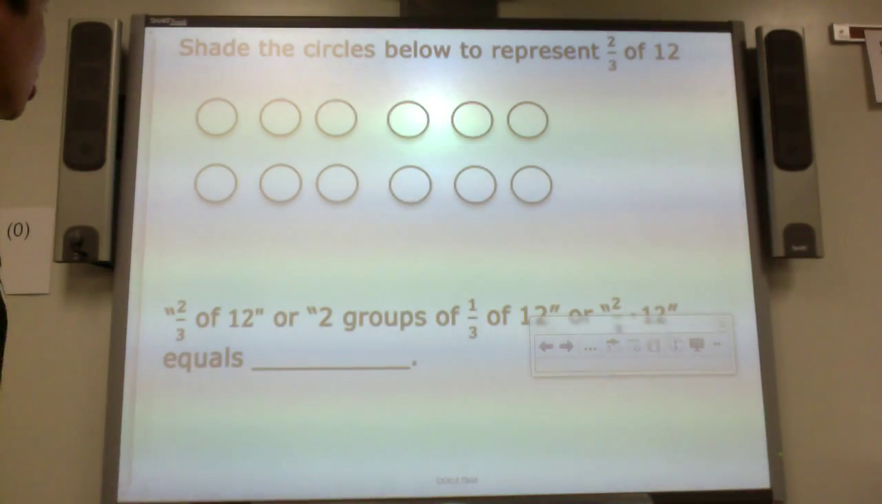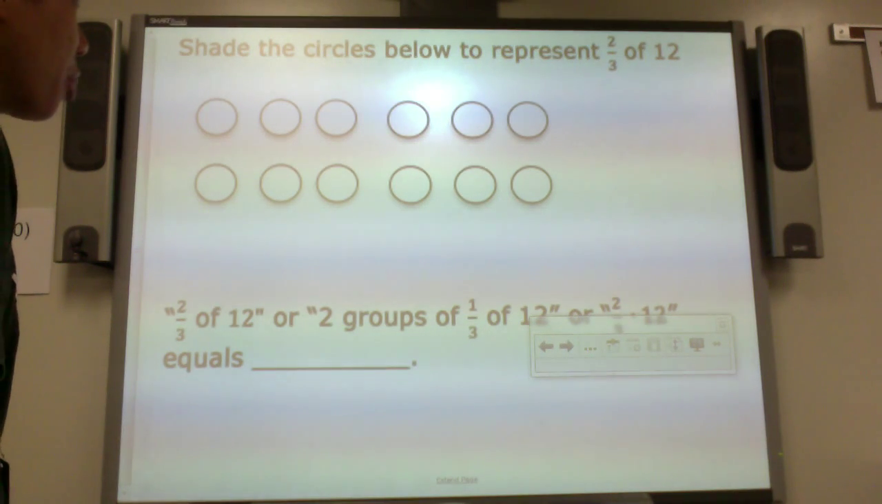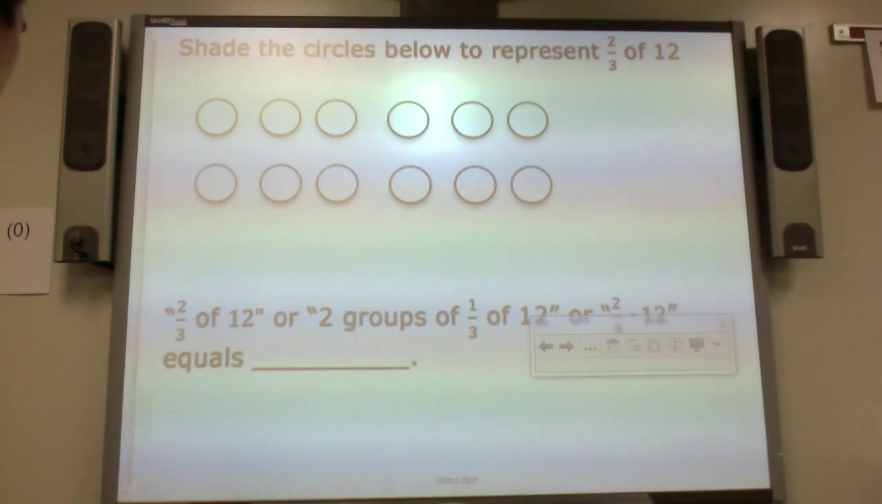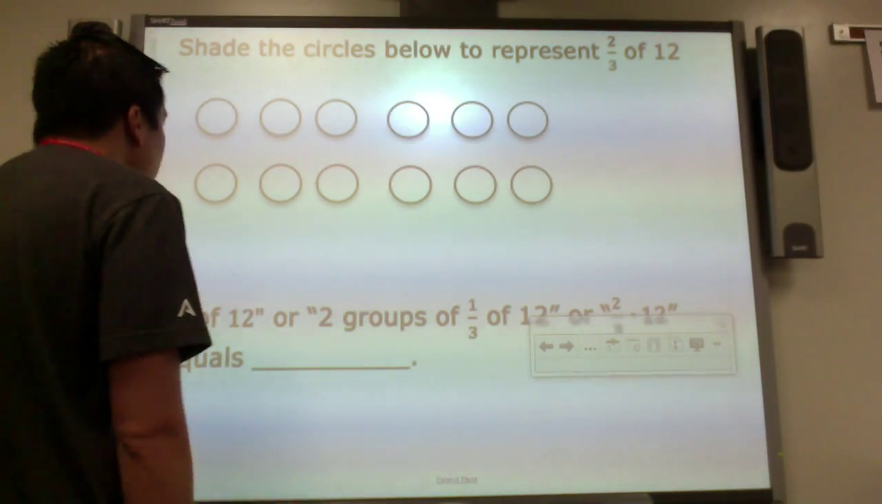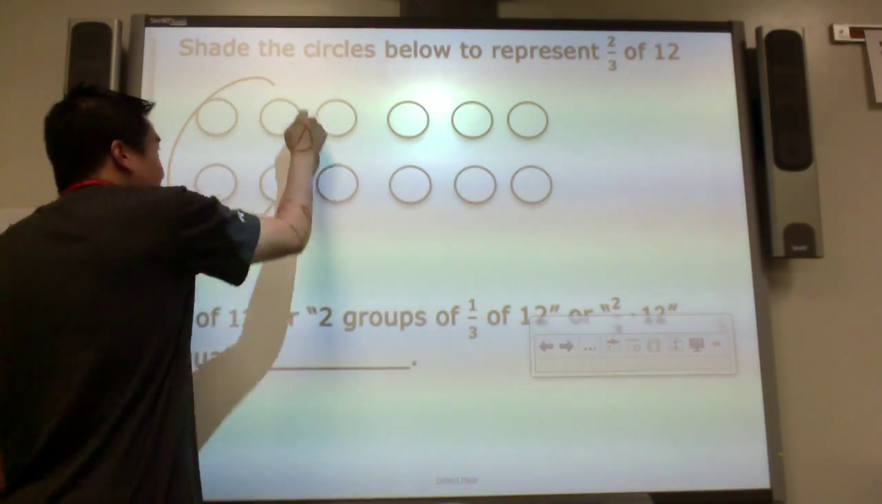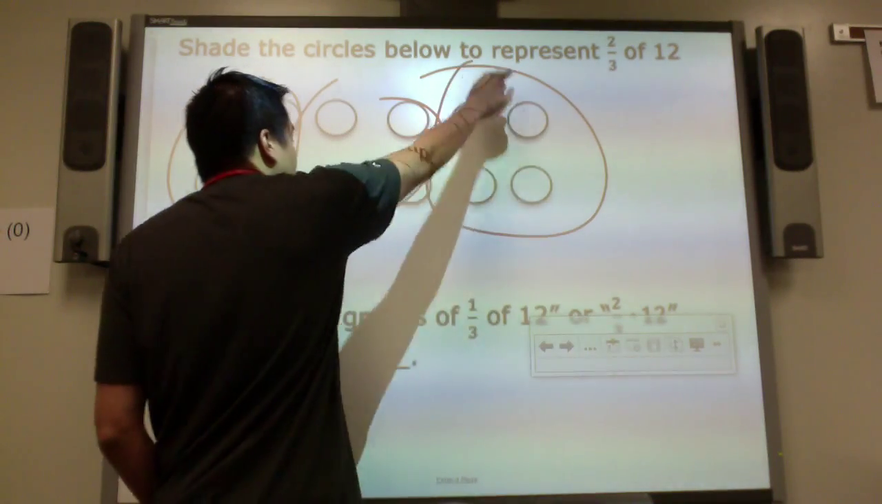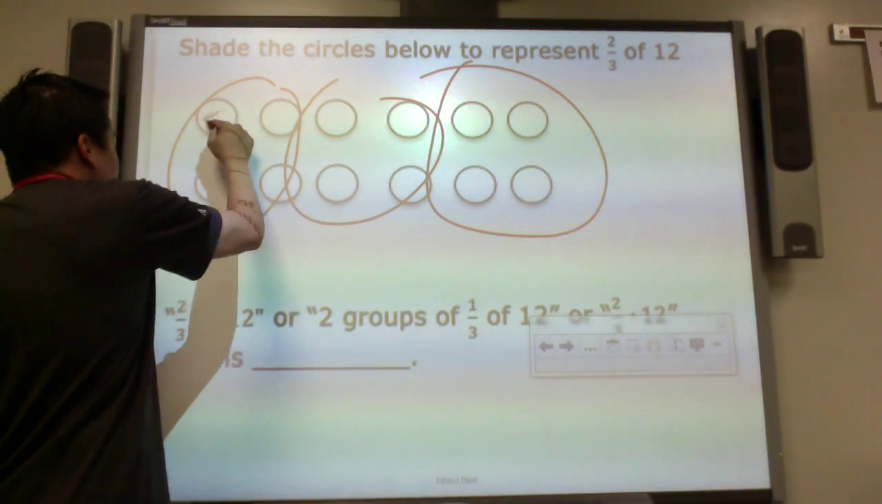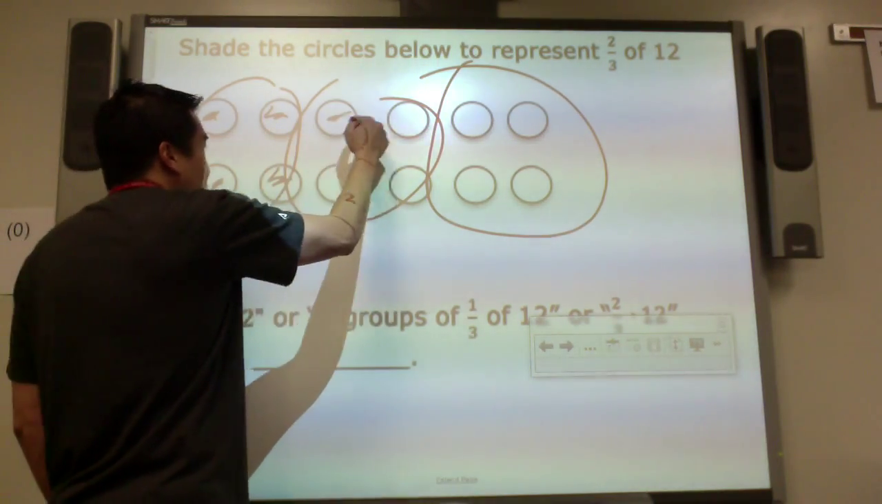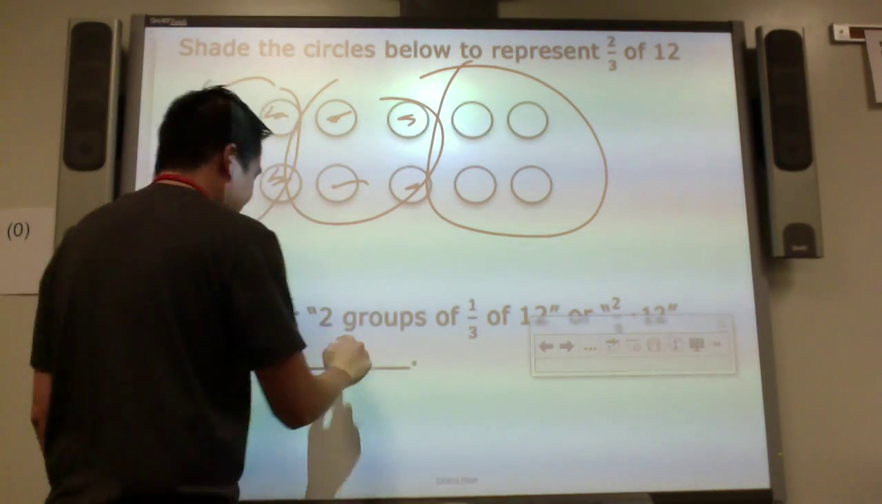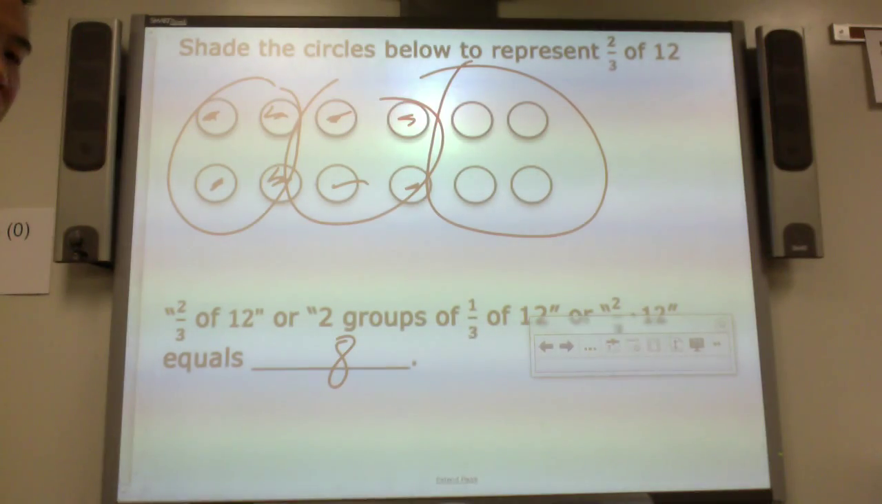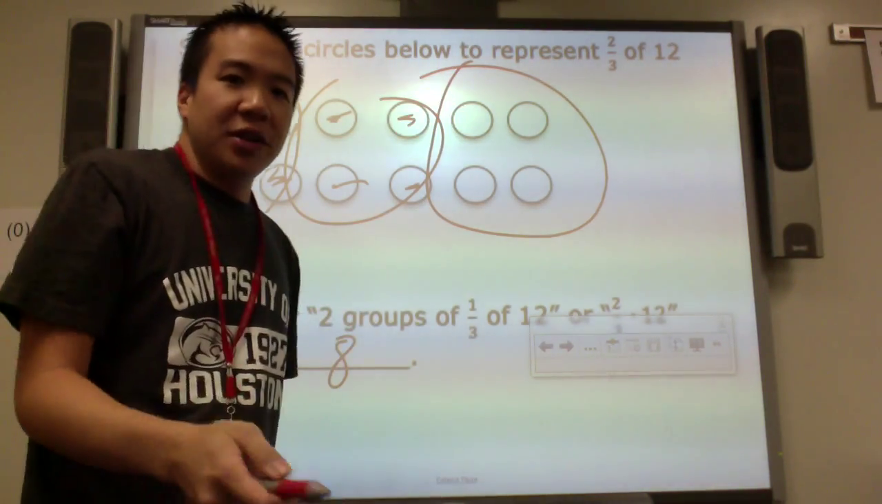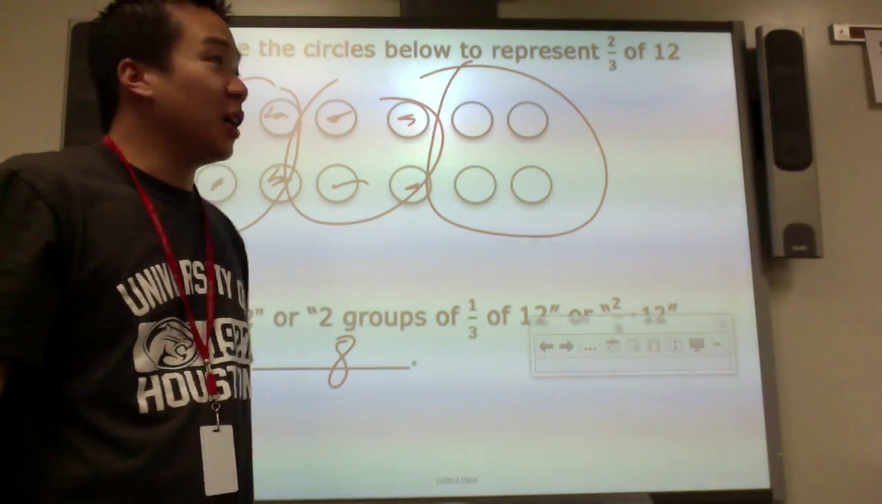Next one. Shade the circles below to represent 2/3 of 12. So 2/3 of 12 is two groups of 1/3 of 12. So I need to divide this into thirds. Oh, I just did that in my other one. Here are thirds. So it said 2/3. That's two groups of this. And that will equal 8. What if you do not like it this way? You can do it this way. 2/3 of 12 is also saying 12 groups of 2/3.